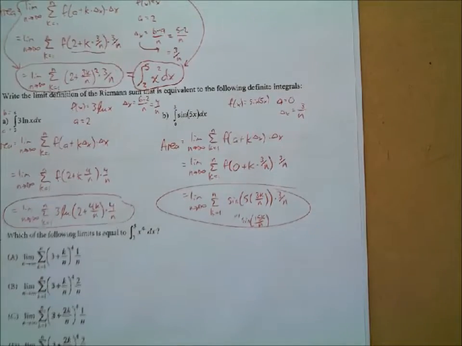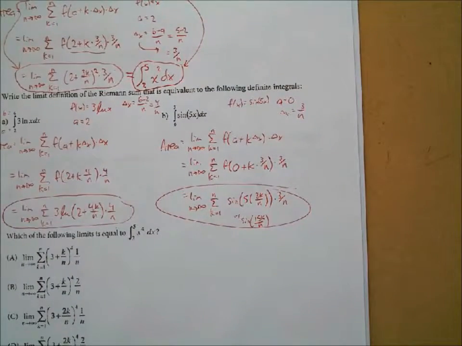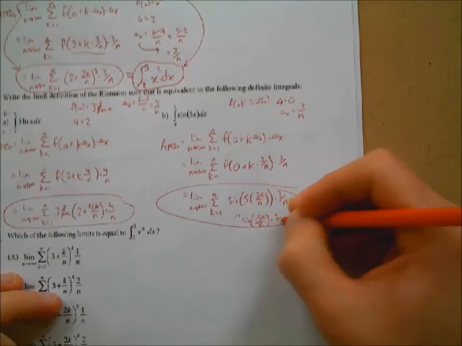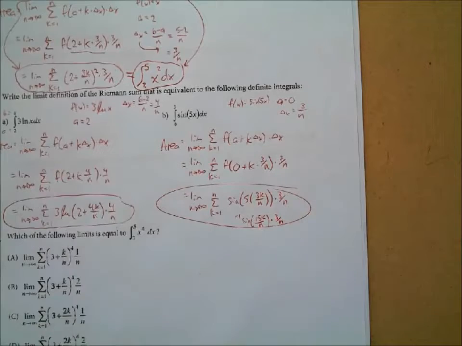Okay, so sine of 15k over n if you wanted to there, for a little more simplification. Okay, because the 5 times 3 is 15k over n, times the 3 over n. Yeah, Mr. Whitmire? I was trying to save on writing, but. I don't know.